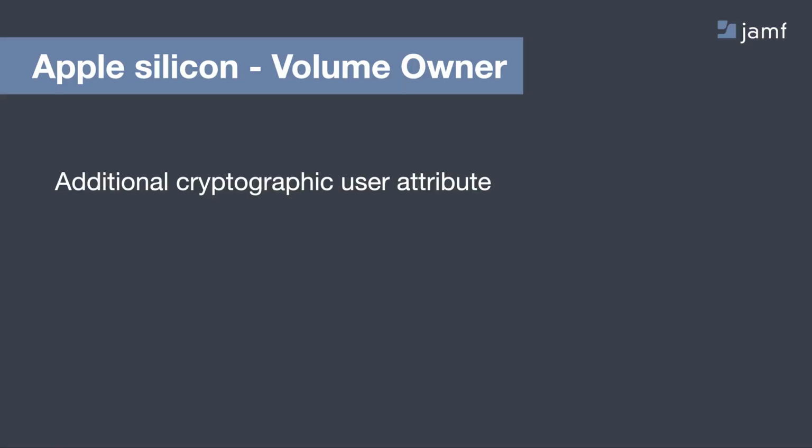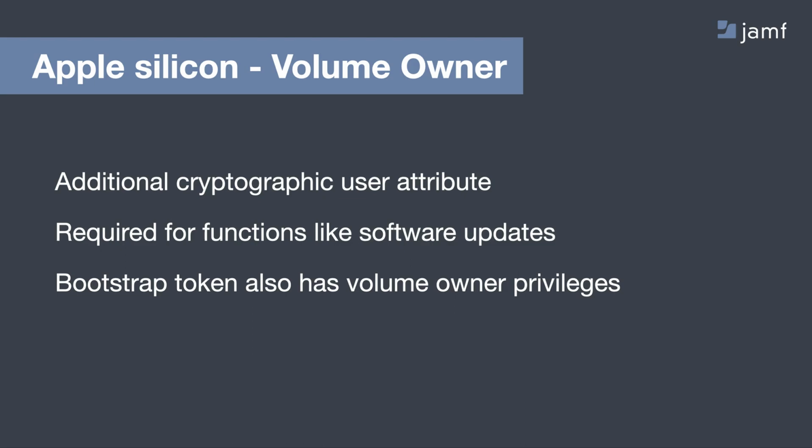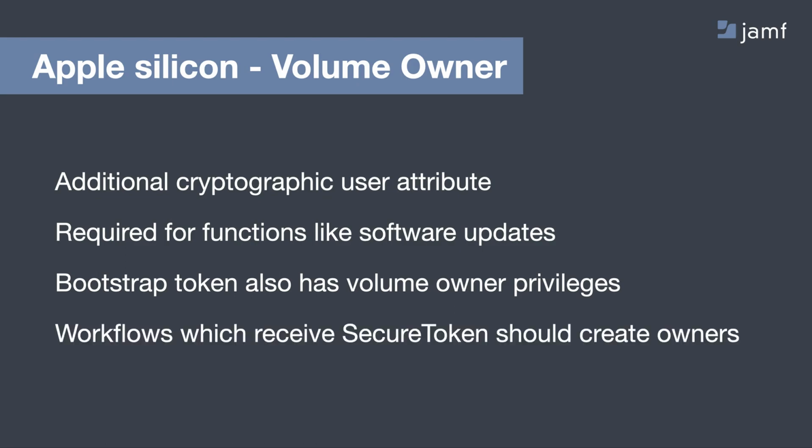In short, it's another cryptographic user attribute, allowing users to access the owner identity key that's stored in the secure enclave. And it's required for functions like software updates, managing legacy kernel extensions as well. The Bootstrap token also has volume owner privileges, meaning that software updates, when initiated by an MDM server, can provide that authorization programmatically as well. And as mentioned, if you've got a workflow that users receive a secure token, they should also be an owner.